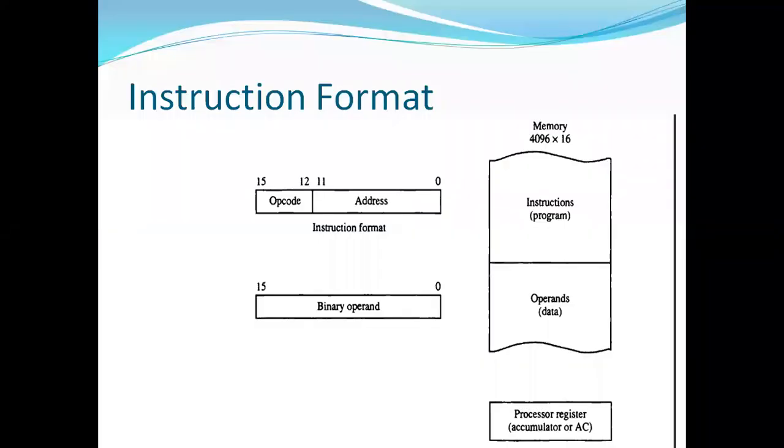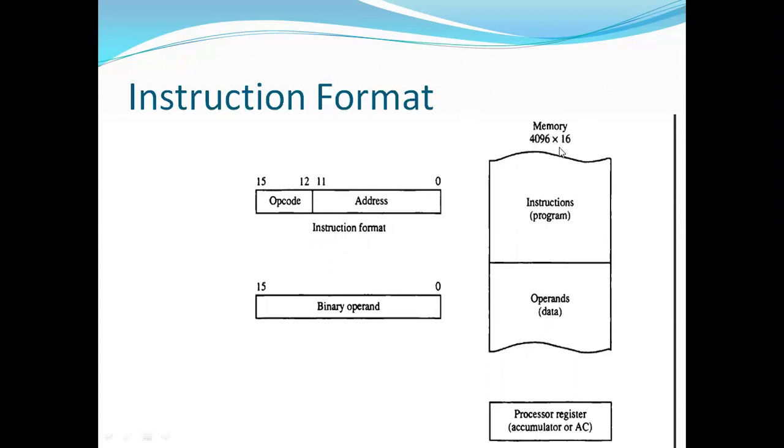See here, the instruction format for a particular memory configuration, that is what I am taking here: a memory configuration of 4096 into 16. That means the total capacity of memory is 4096 words, and each word length is 16 bits. Because it will not be possible to show all the configuration of a big memory, here I am taking a small memory.